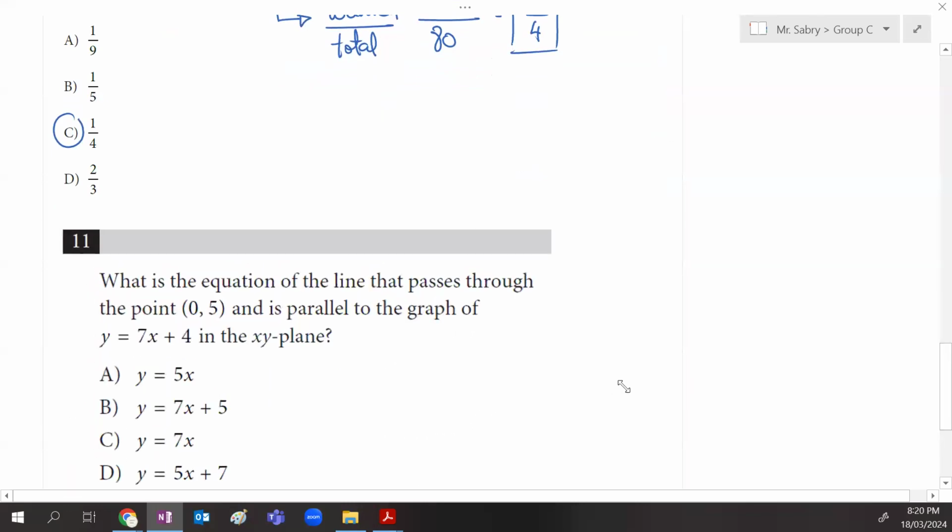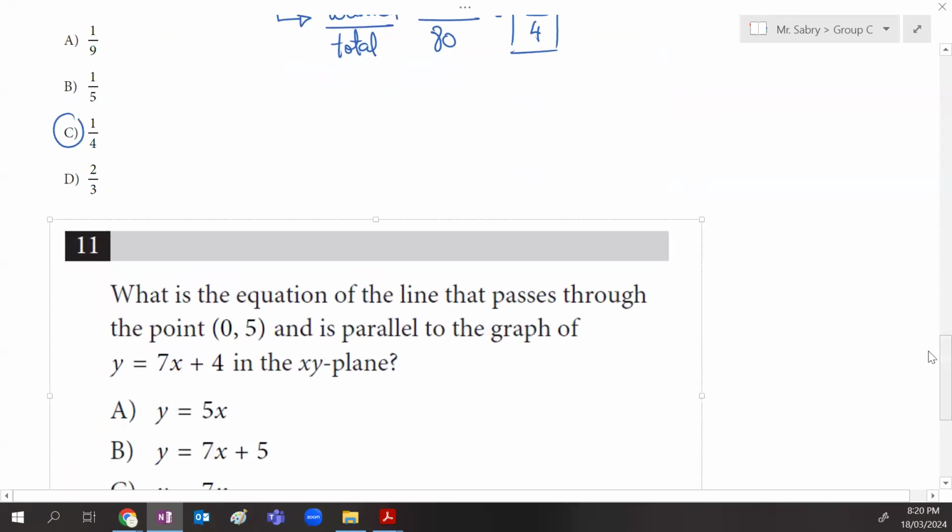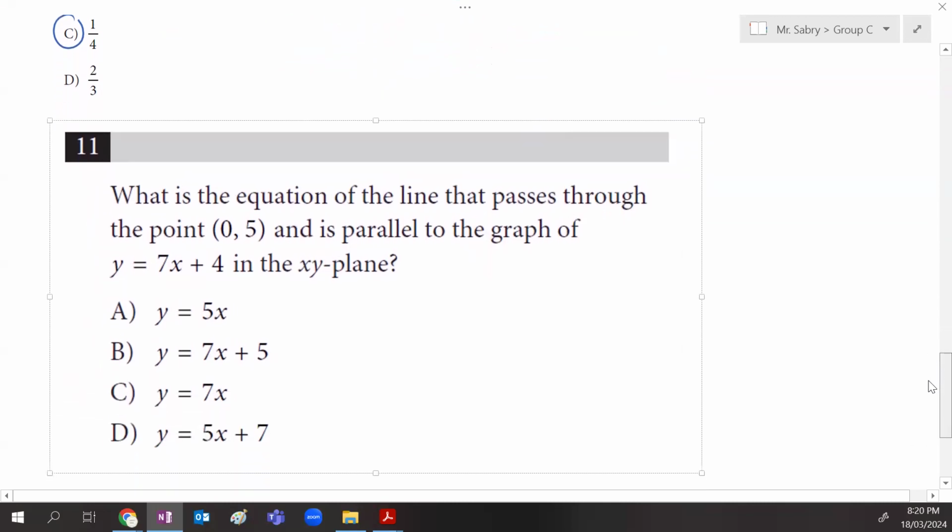What is the equation of the line that passes through this point and is parallel to this graph? This is one of the most important questions. I know it's a very easy one, but it's always repeated or available there. Whenever we see the word parallel, we think of right away equal slopes.